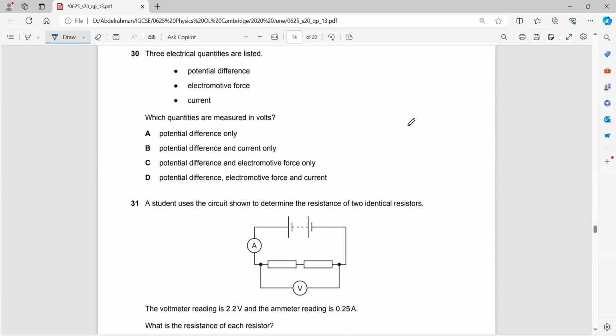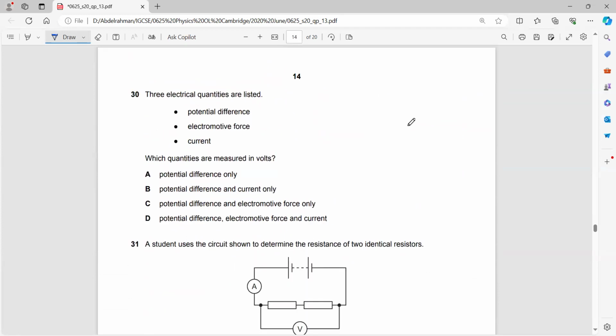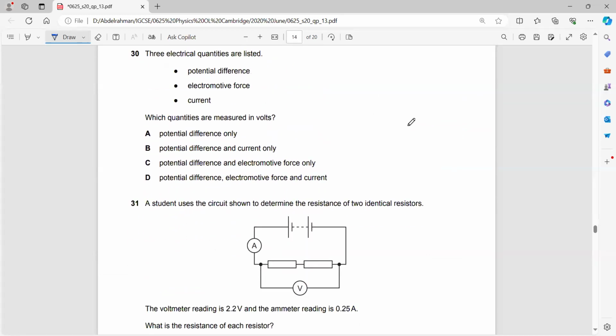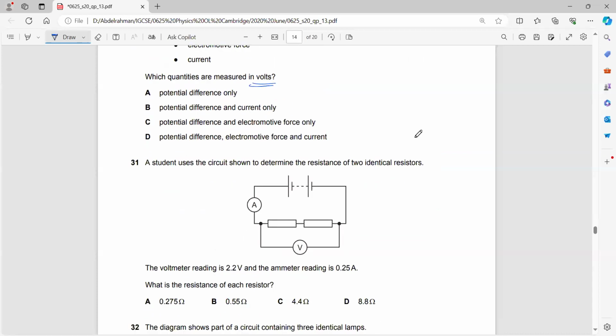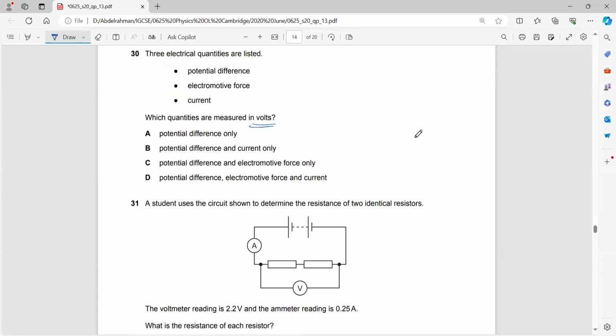Question 30. 3 electrical quantities are listed. Which quantities are measured in volts? Potential difference and electromotive force. Yes, potential difference and electromotive force only.